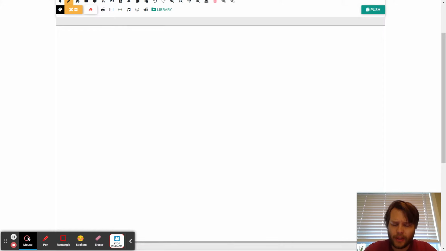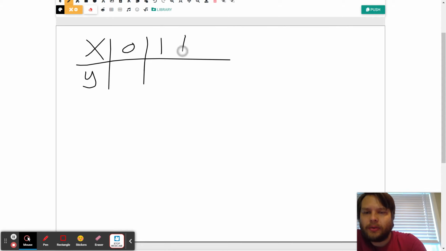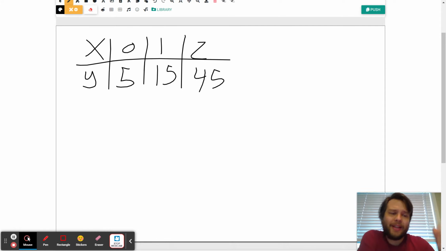So one of the things that people asked about that's a little bit challenging is if you have nasty looking numbers, how do you find the equation? If the numbers are simple, we'll do a simple example first. If I had 0, 1, 2, and let's say the numbers are 5 and 15 and 45, you can get the numbers just by looking at it.